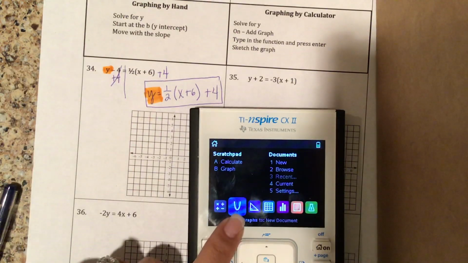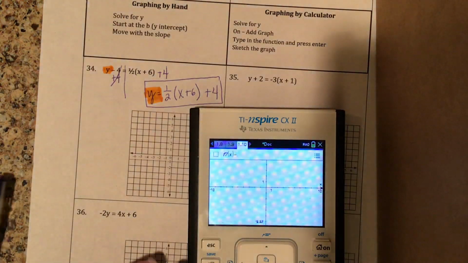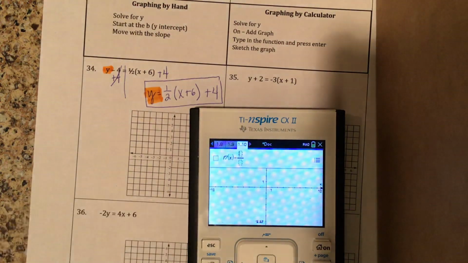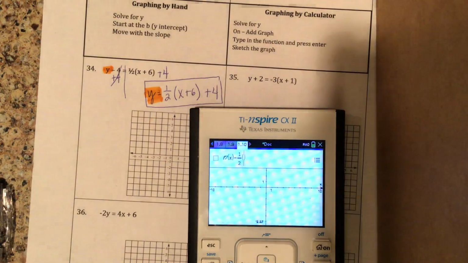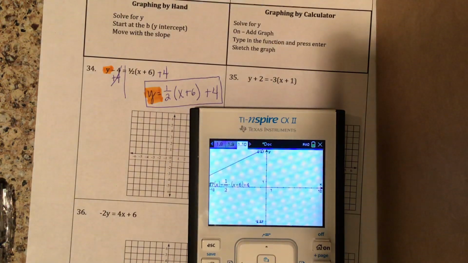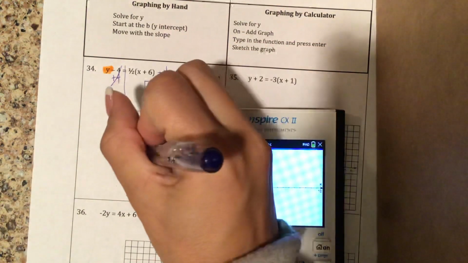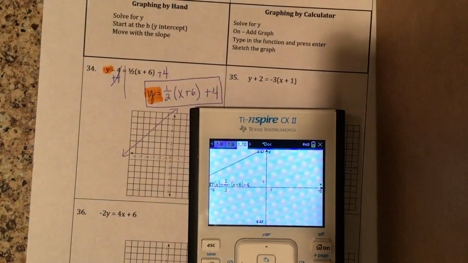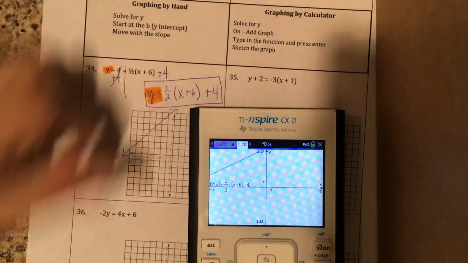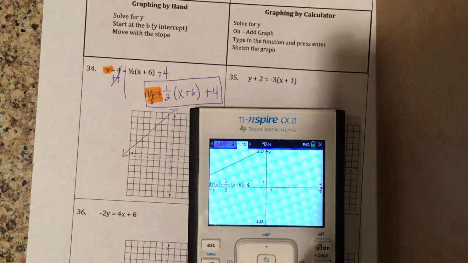I go to the picture of the graph, and I type in, to do a fraction, it's control divide, 1/2 x plus 6 plus 4, enter. It graphed it. This is kind of a hideous graph, I apologize. So we'll just sketch that it's someplace like this here. That graph doesn't show up very well, but we know it's somewhere up and over in that quadrant.